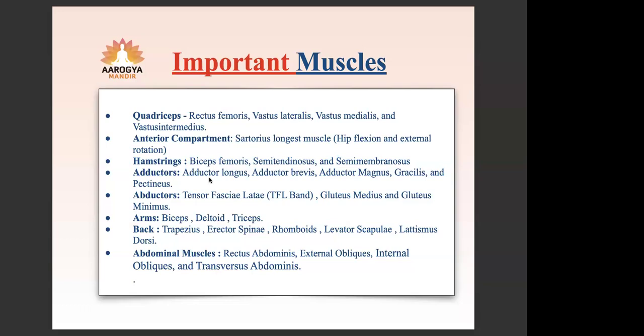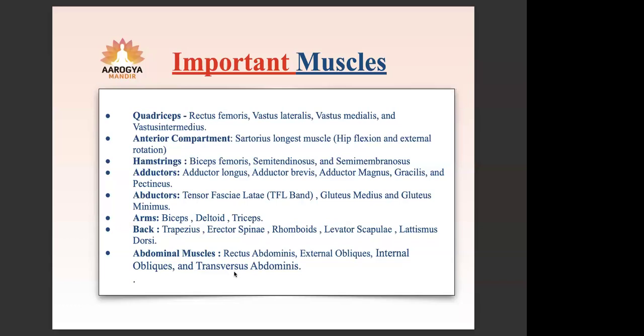And of course, at the arms, every one of us knows biceps, triceps, and deltoid, which is the thick muscle over the shoulder. And at the back, you have some important muscles: trapezius, erector spinae, rhomboids, levator scapulae, and latissimus dorsi. All these muscles will come into display when I'll be discussing different postures.